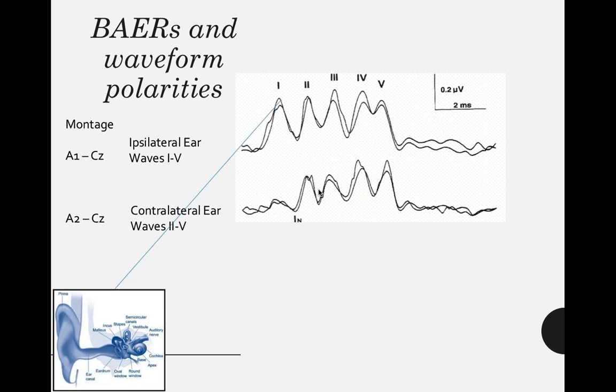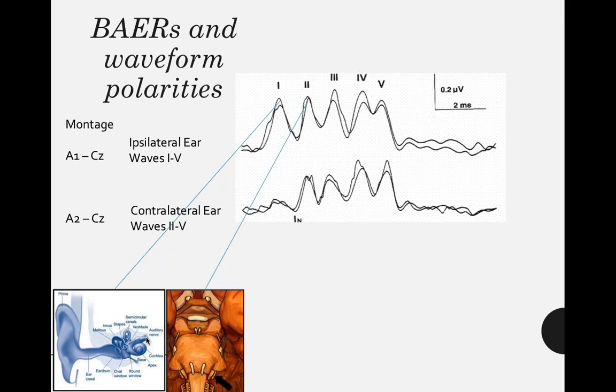So wave 1, like I said, from the ear, the sound travels into the ear, goes through the cochlear, stimulates the hair cells inside the cochlear, and then the sound comes out of the auditory nerve. And as it exits the auditory nerve, that's where we get wave 1. Wave 2, as the nerve enters the brainstem, as it travels down the path of the axon and enters the brainstem, that's where wave 2 occurs.